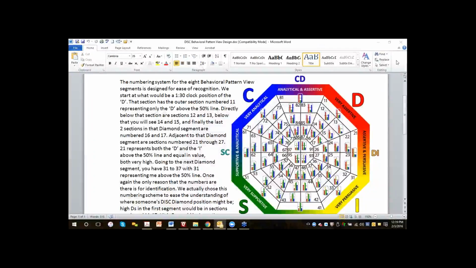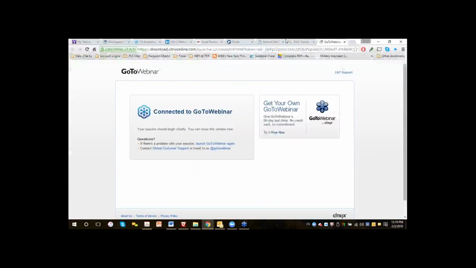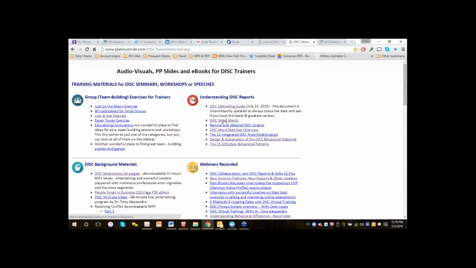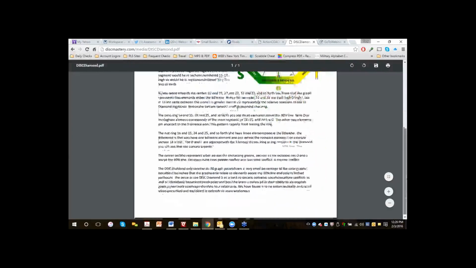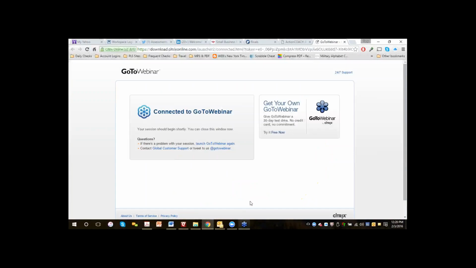This particular graphic is actually in your disk trainer materials. If you just go into your disk trainer materials, which is right there when you log in, you can log into this with People Smarts as the user and the password. Let's go to the wheel. Okay, here's the wheel. We call it the disk behavioral diamond, but it's the wheel, and there it is. So you have this in your site, and you can look at it and read it. We describe everything here. All right, so you have it there.